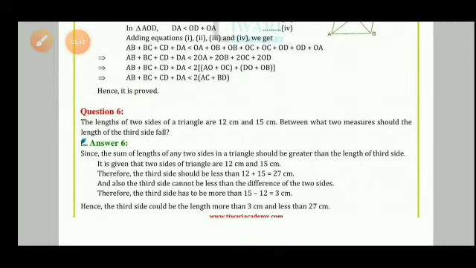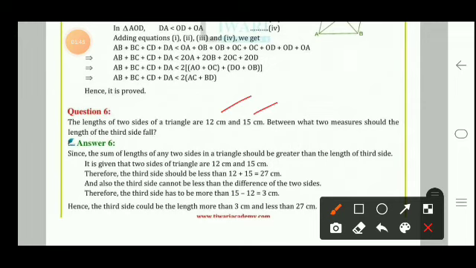Then moving towards the last question: the lengths of two sides of a triangle are 12 centimeter and 15 centimeter. Between what two measures should the length of the third side lie? The third side is very simple, as we can see here. These are the two sides, so their sum should be 27.